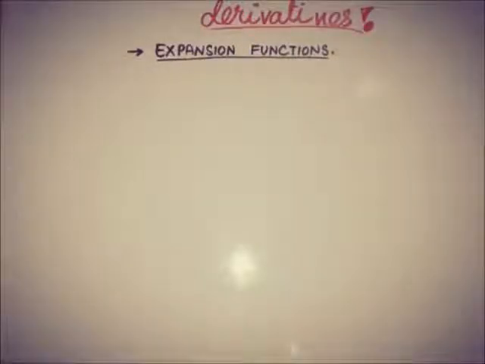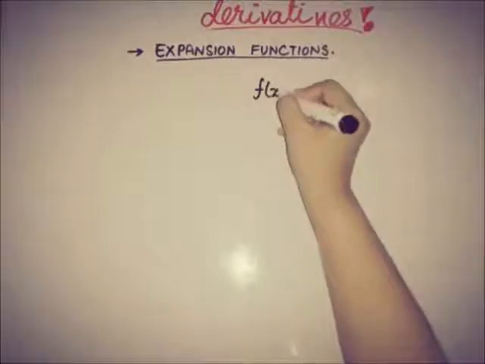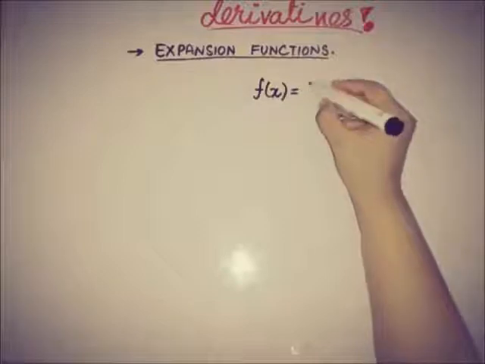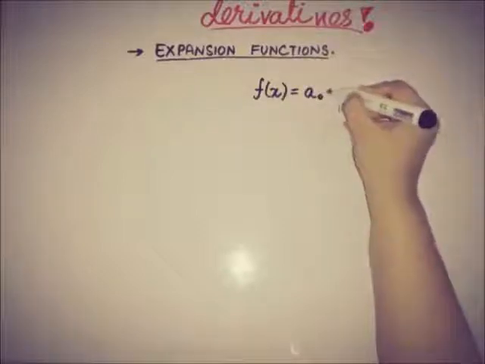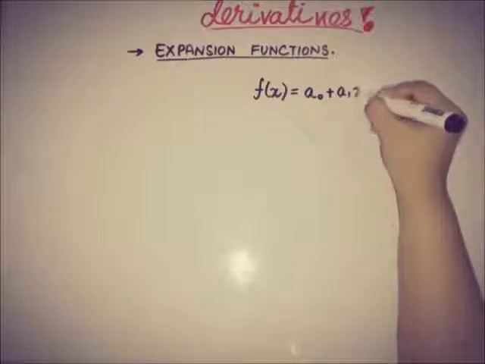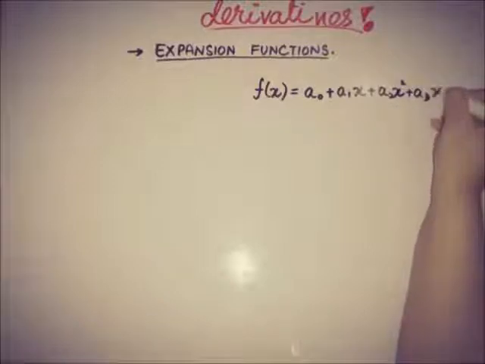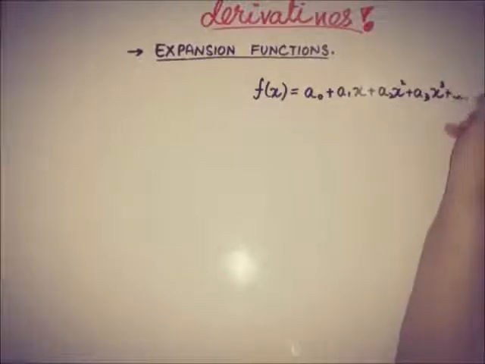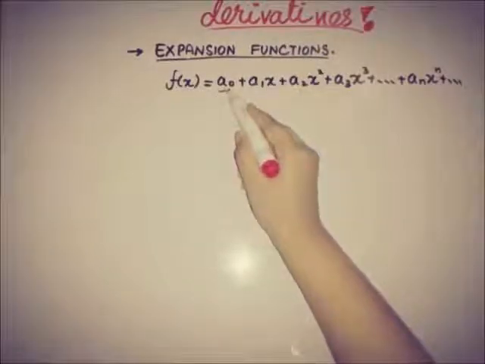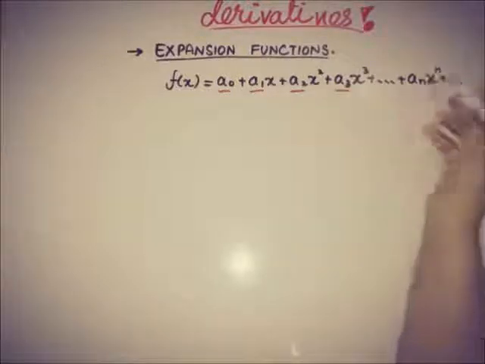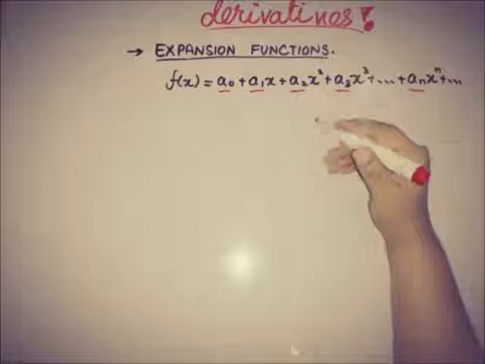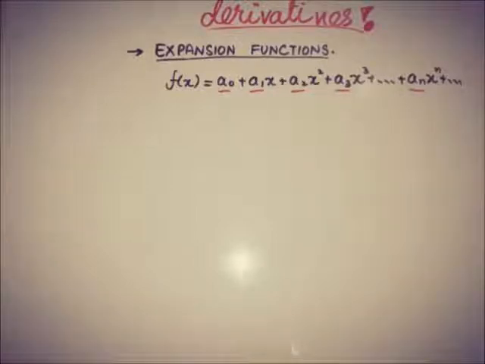In this video we will talk about expansion of functions. So if we're talking about a general function f of x, a series of this function will be a0 plus a1x plus a2x squared plus a3x cubed and so on, where a0, a1, a2, a3 and so on to an are the coefficients, and x, x squared, x cubed are all variables of this function.